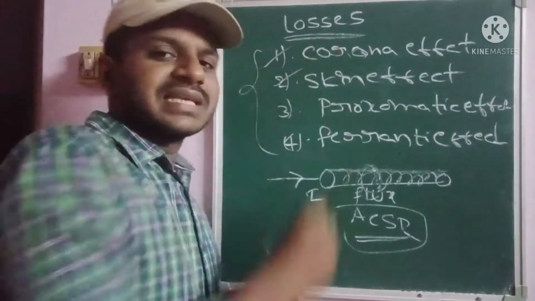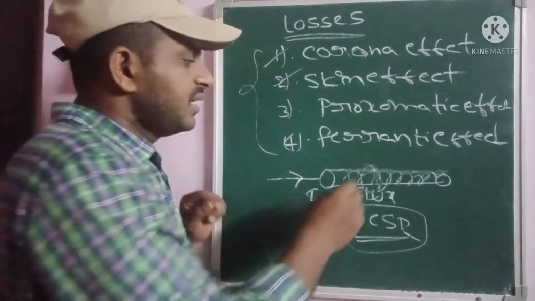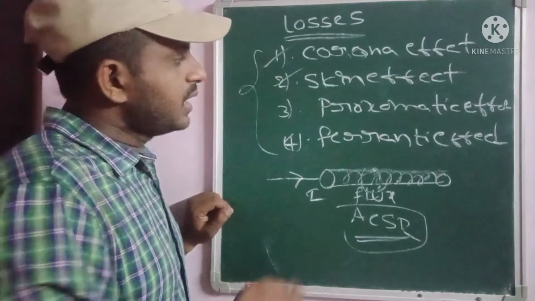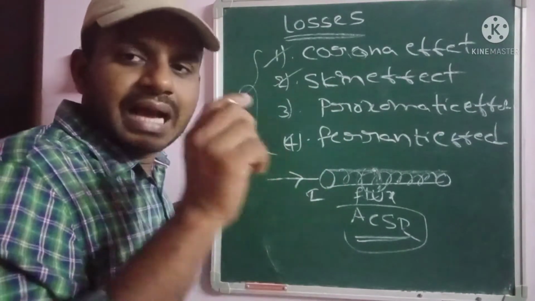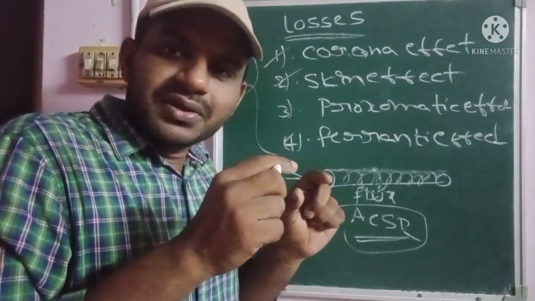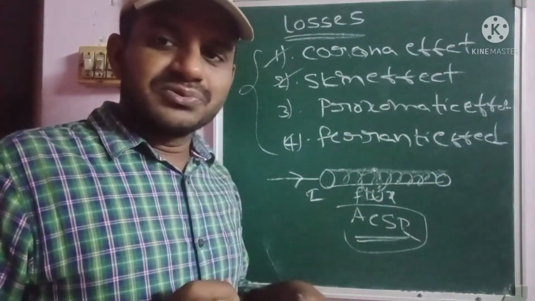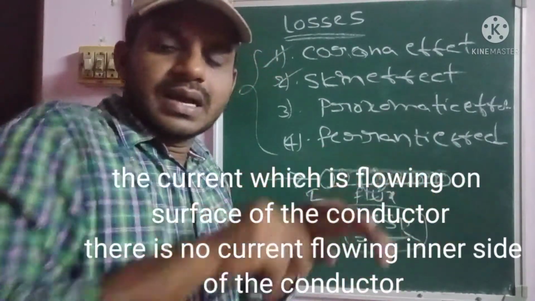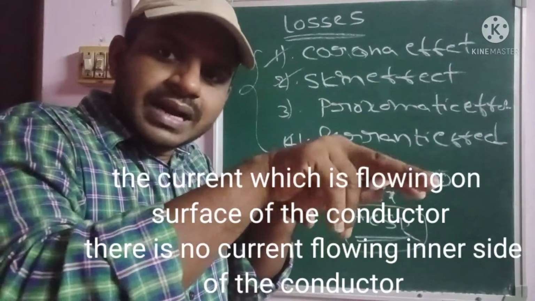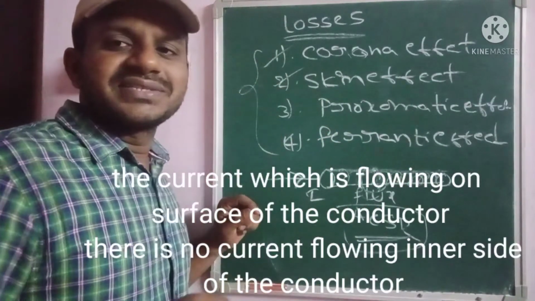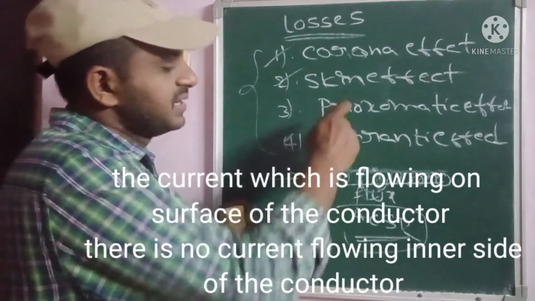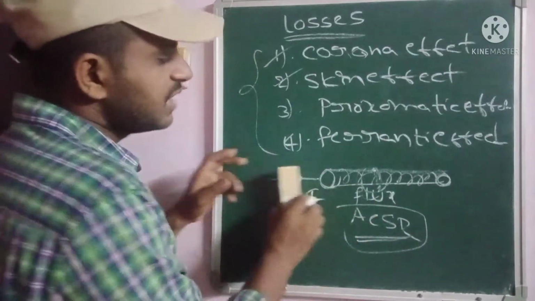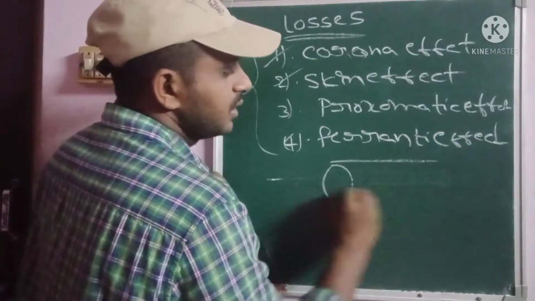Coming to the skin effect, let us consider the same conductor. Here the current flows only on the surface of the conductor. There is no current flowing in the inner side of the conductor, which is called the skin effect.